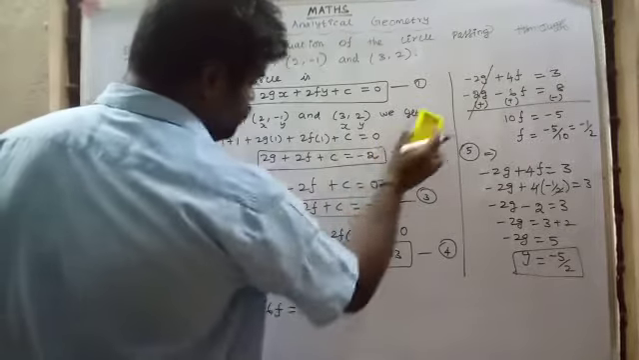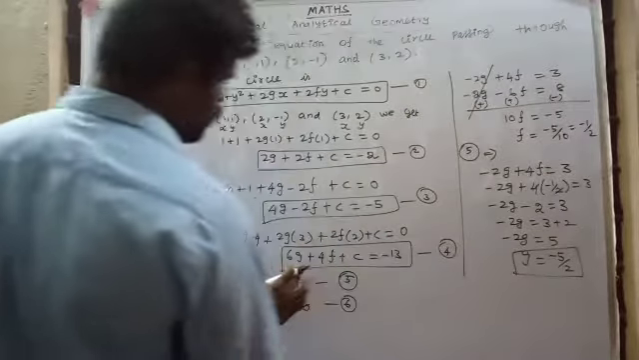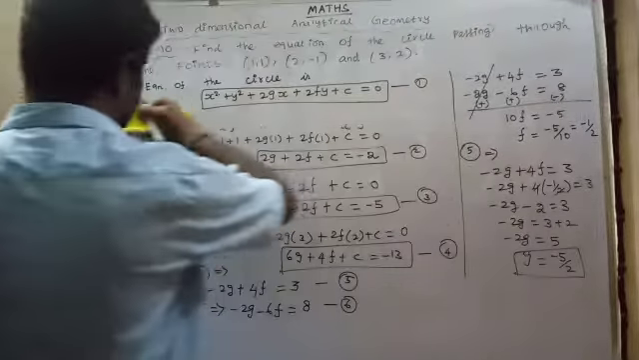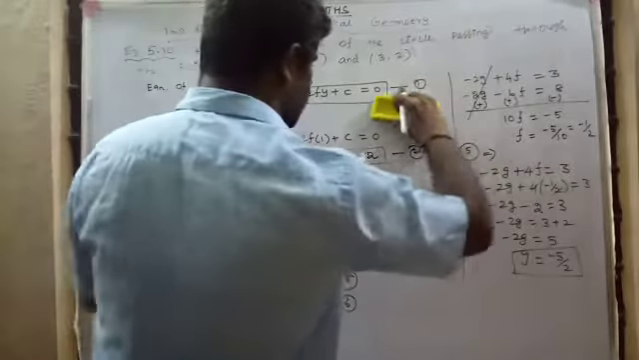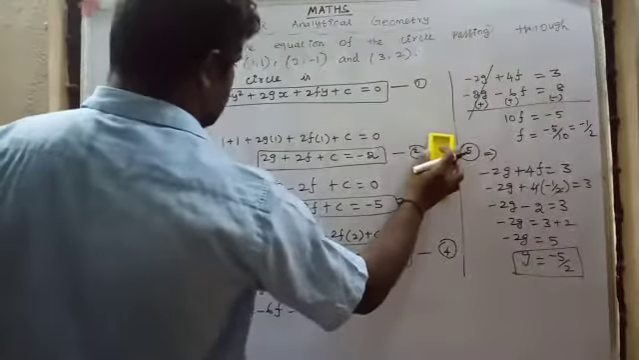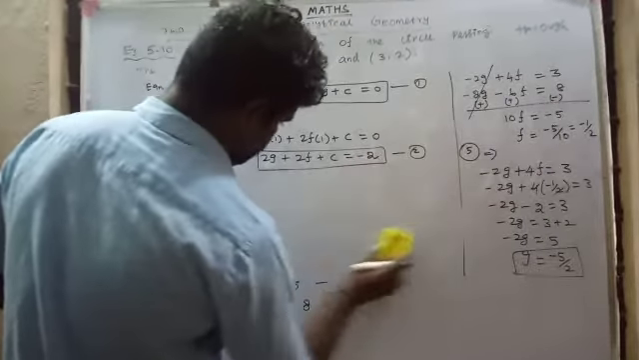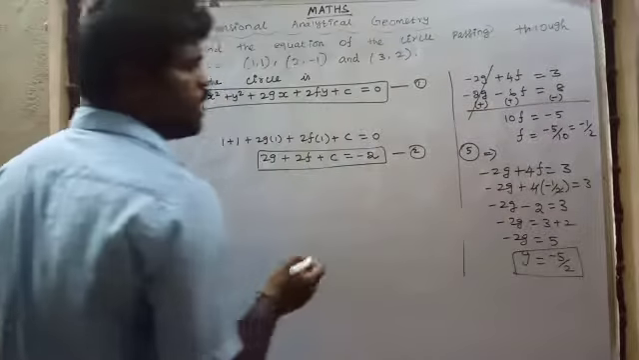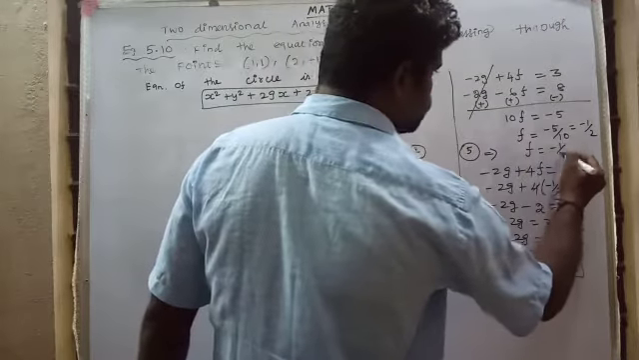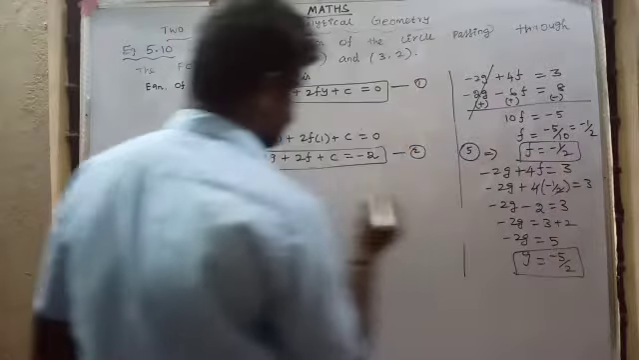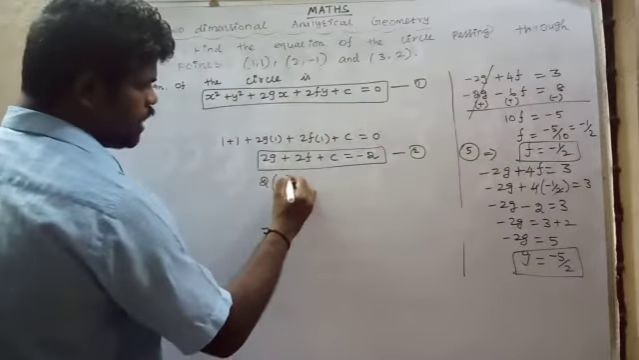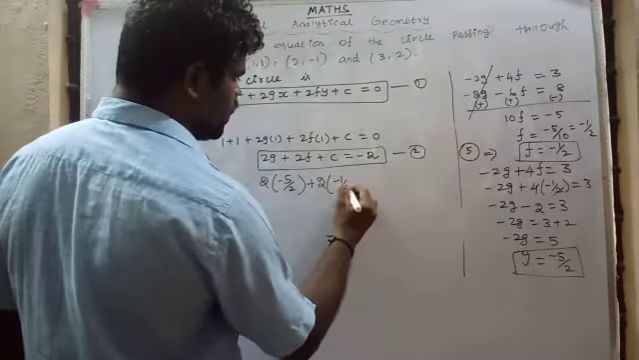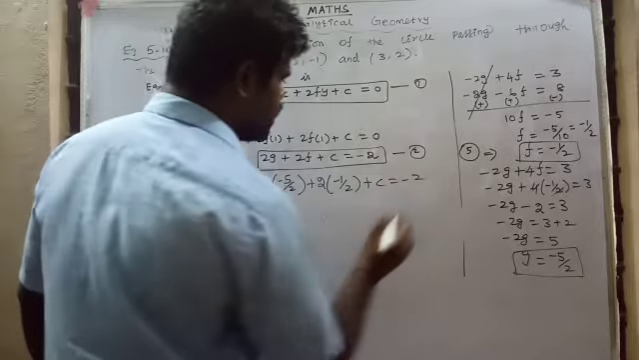And now we want to find the c value. Apply the second equation here. If you had any doubt, you can rewind this video. Now we apply the f value and g value. Here the f value is minus 1 by 2. 2g, 2 into minus 5 by 2, plus 2 into the f value, minus 1 by 2, plus c is equal to minus 2.